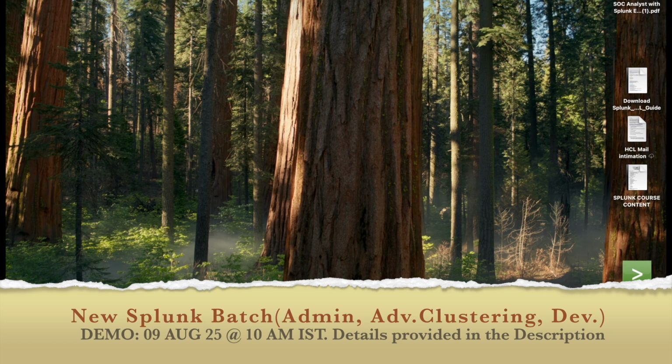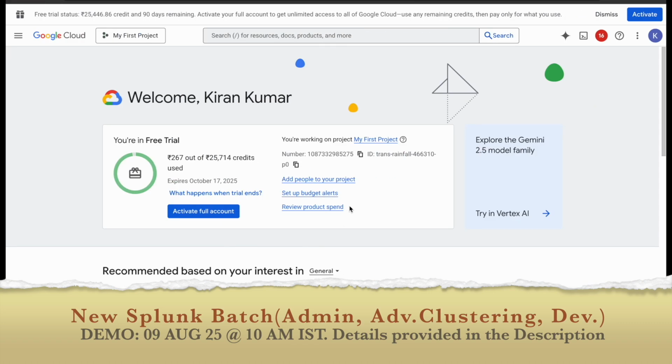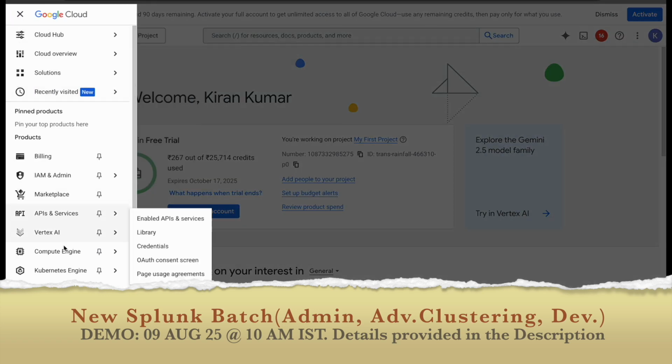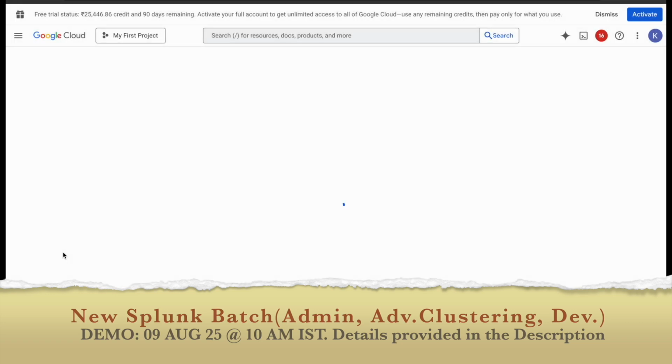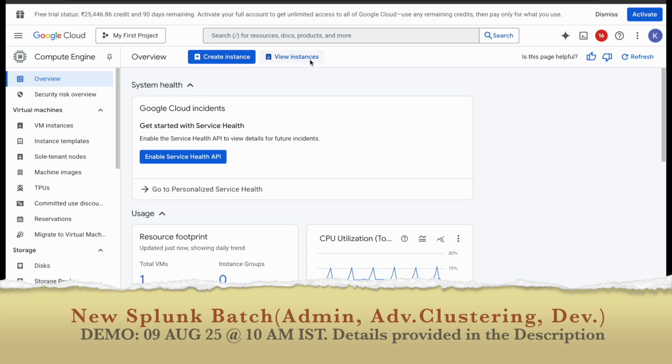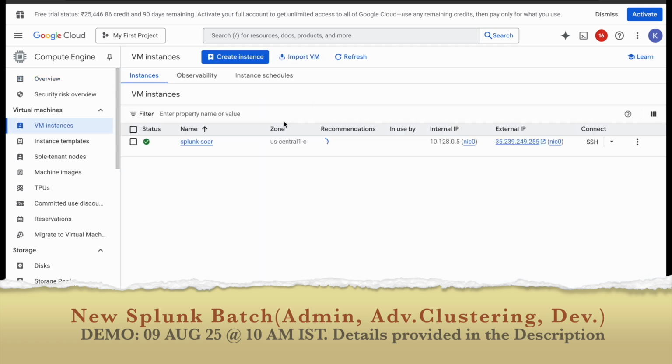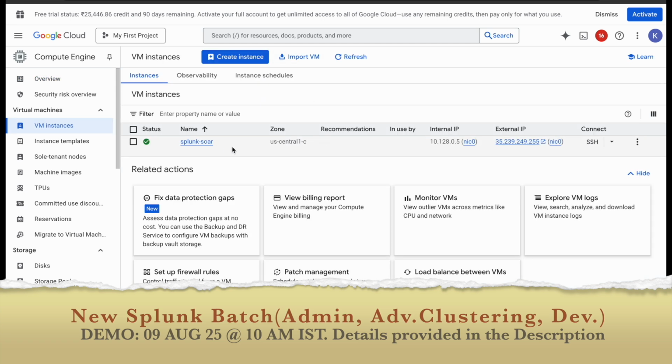So now, in order to install Splunk SOAR, we can always install in a cloud environment, whether using AWS or GCP. Right now I am using GCP. So I can always go to my Compute Engine over here, and I can always view my instances. Already I have created instances for the Splunk SOAR.